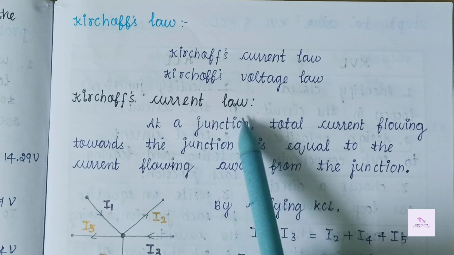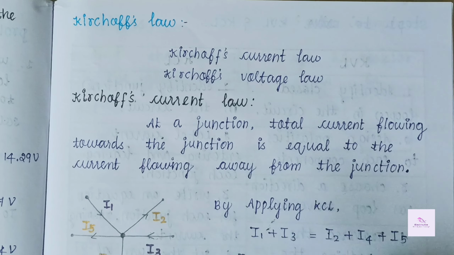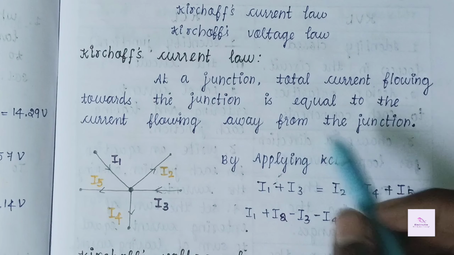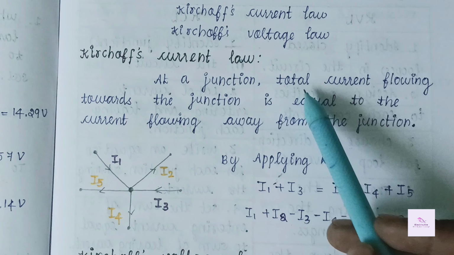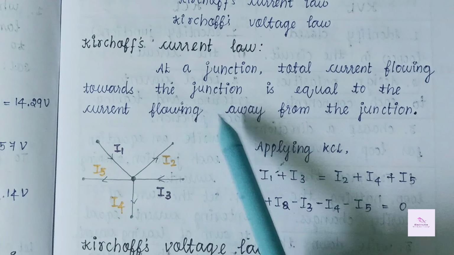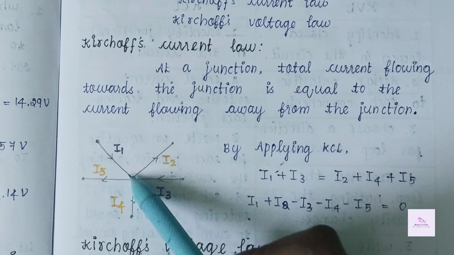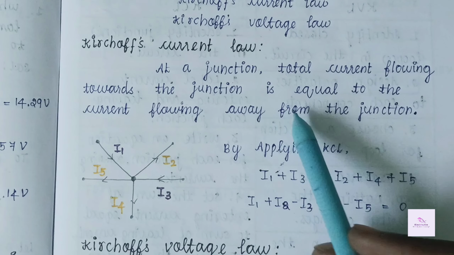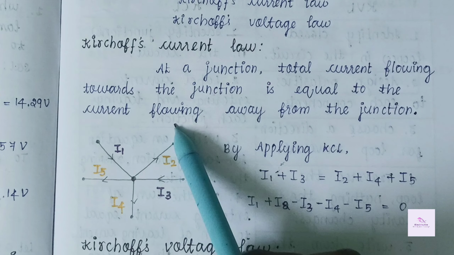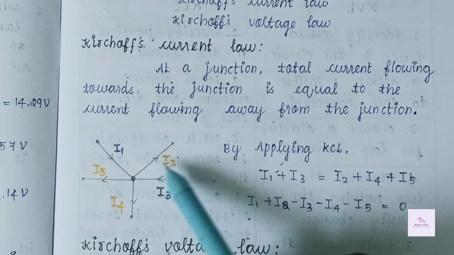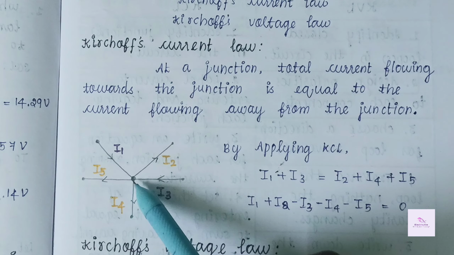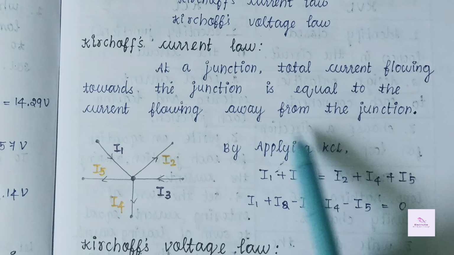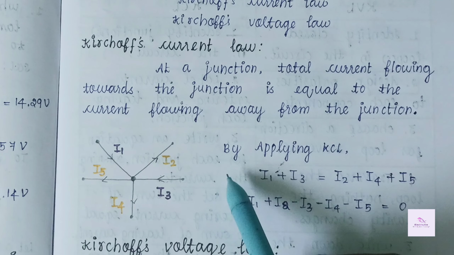Kirchhoff's current law states that at a junction, this point is considered as a junction. At this junction, the total current flowing towards the junction, flowing towards means incoming currents, where I1 and I3 are incoming currents, is equal to the current flowing away from the junction. Away from means the currents which are flowing out of the point are said to be away from the junction.